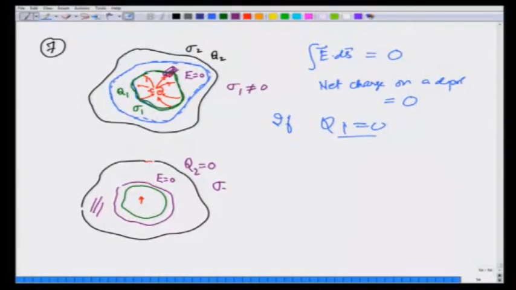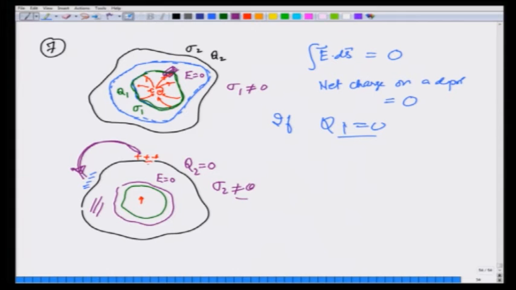Can this 0 charge be distributed? That means, can I have sigma 2 not equal to 0? Suppose I did. So, there was some positive charge somewhere, and consequently, since net charge is 0, there has to be some negative charge somewhere else. And therefore, there will be a field line going from positive to negative charge. And that means work done in taking a charge from positive to negative charge will be non-zero.